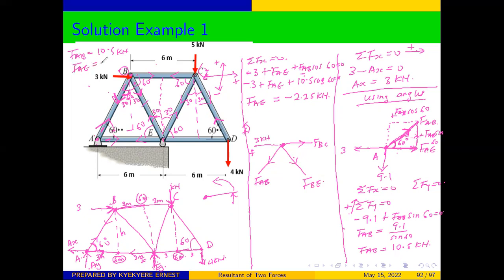And from here, we can resolve the ones which are not in the X and Y directions into components. You can see that FAB at B makes an angle of 30 degrees with the vertical, and this side also makes an angle of 30 degrees with the vertical. And from there, we can resolve. This is where we are starting from, and we want to get to this point.